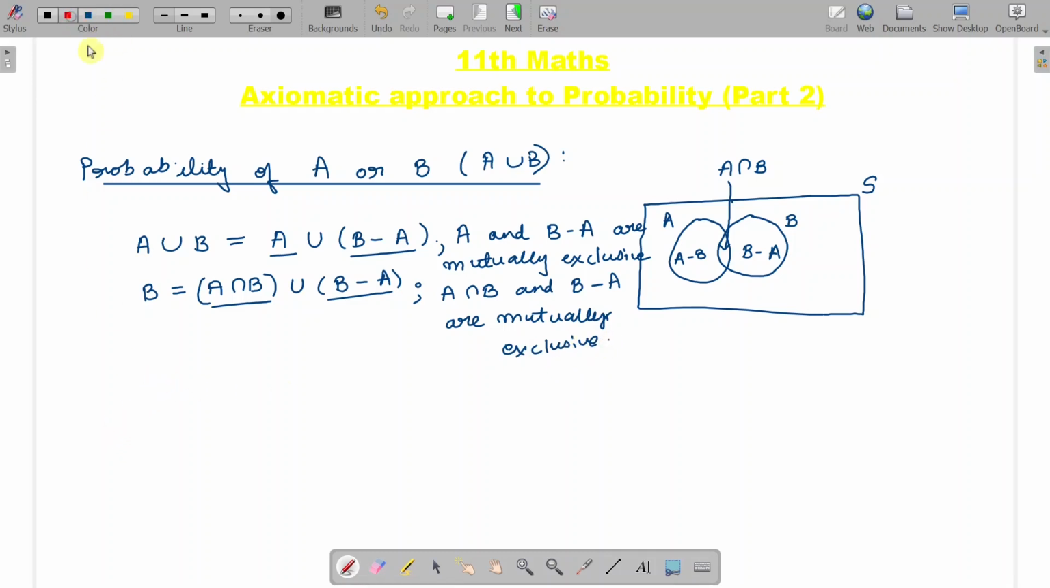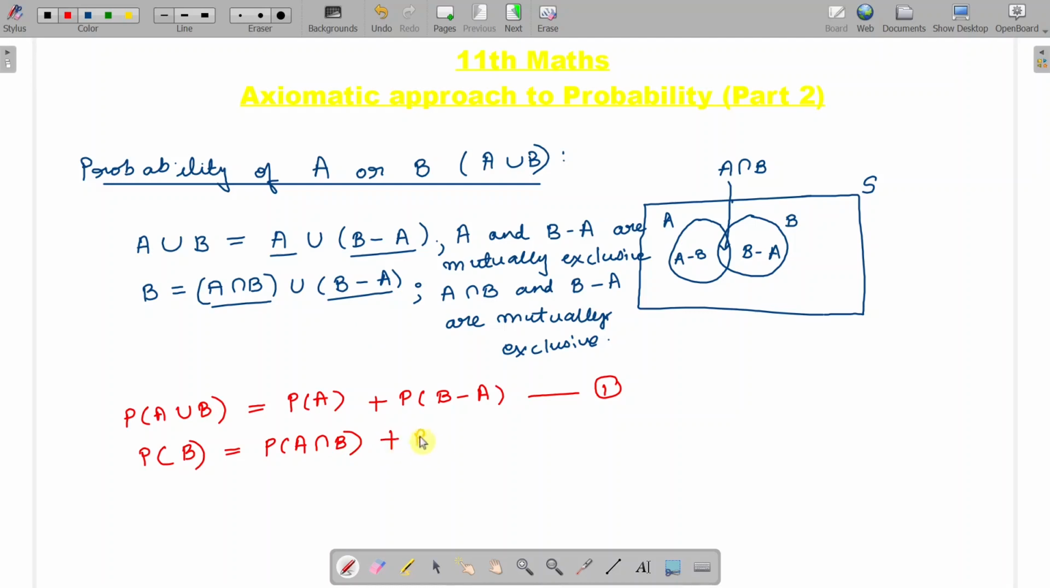So if you look at the probability of A union B, since the two events A and B minus A are mutually exclusive, we get probability of A plus probability of B minus A. We will call this equation 1. Now probability of B is equal to, since A intersection B and B minus A are mutually exclusive, probability of A intersection B plus probability of B minus A. This is the second equation.